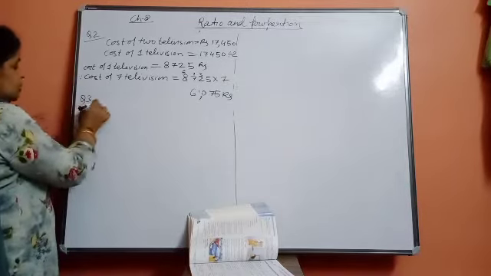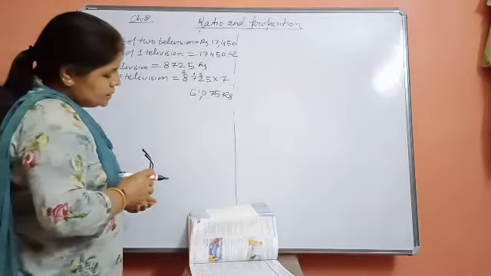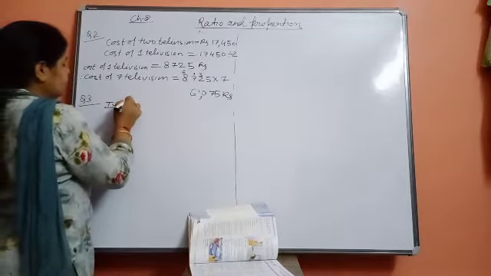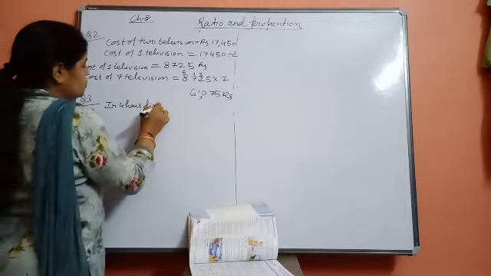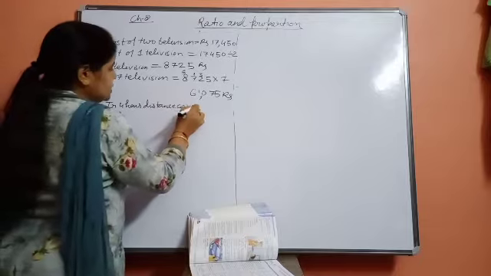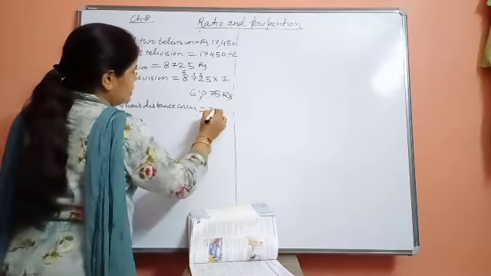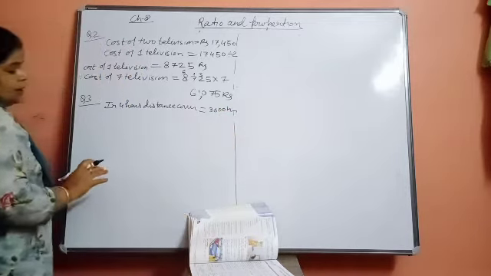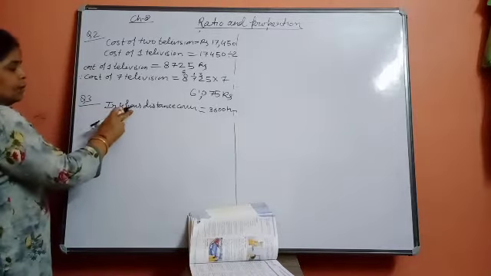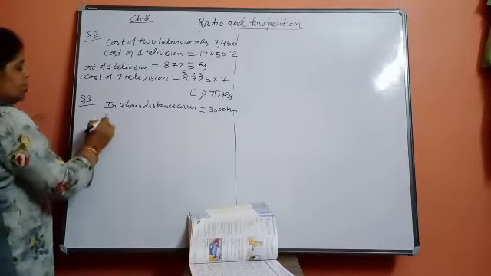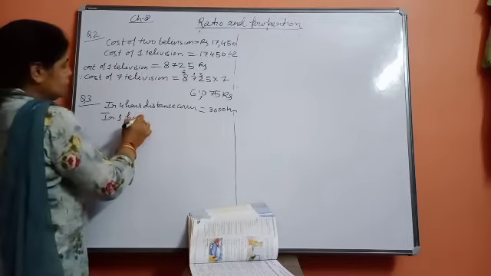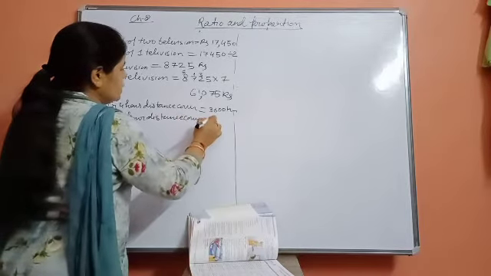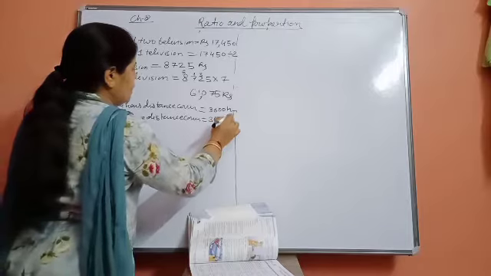Now see question number 3. An aircraft travels 3600 km in 4 hours. In 4 hours, the distance covered is 3600 kilometers. He is asking how much distance it would travel in 3.5 hours. So in 4 hours the distance is given; what you will do, in the same way, in 1 hour the distance covered is equal to 3600 divided by 4.